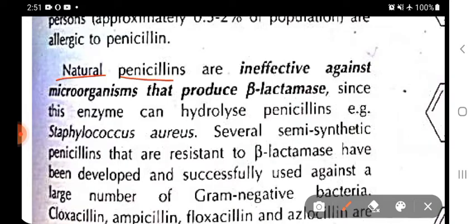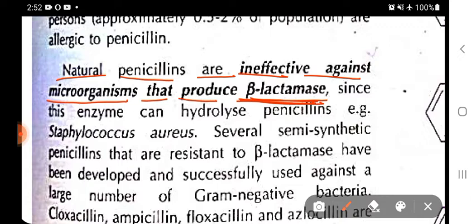Natural penicillins are ineffective against those microorganisms that produce beta lactamase. Some microorganisms produce the beta lactamase enzyme that can disrupt the lactam ring found in penicillin. That's why natural penicillin is ineffective against them, because this enzyme will hydrolyze the penicillin by breaking that beta lactam ring found in the penicillins.